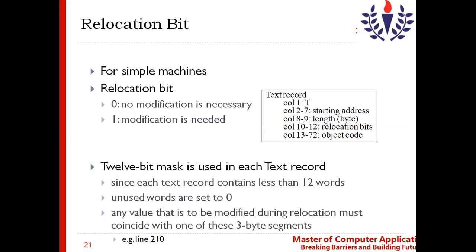It's not only that 0 represents no modification. 0 also represents that if there is no object code, then the relocation bit will be 0. So if you would like to change any value in the object code, that will be mentioned among the relocation bits. So these relocation bits are combined together, and they form the 3-byte segment.